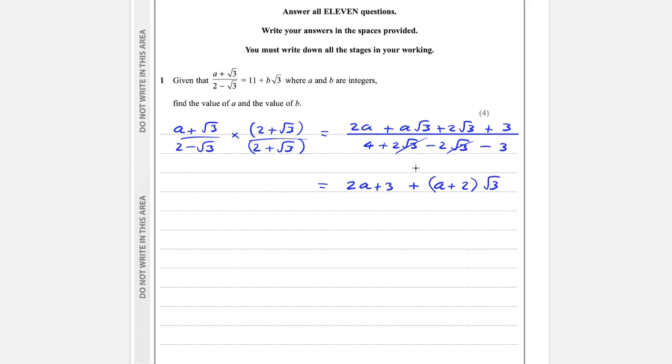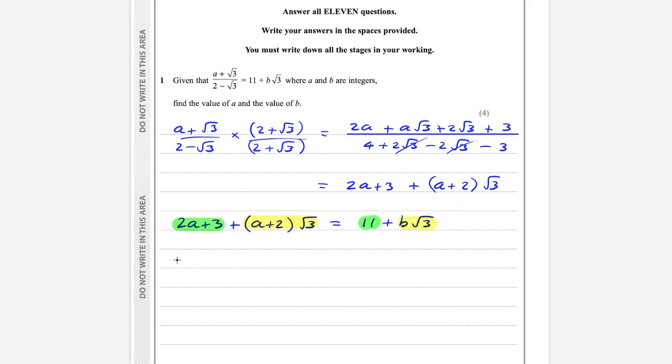Okay, and then he says this equals 11 plus b root 3. So this equals 11, actually I'll just do it down here, 2a plus 3 plus a plus 2 root 3 equals 11 plus b root 3. Now in these questions, guys, the key is that the rational numbers equal the rational numbers and the irrational numbers, hence the root 3's, equal the root 3's.